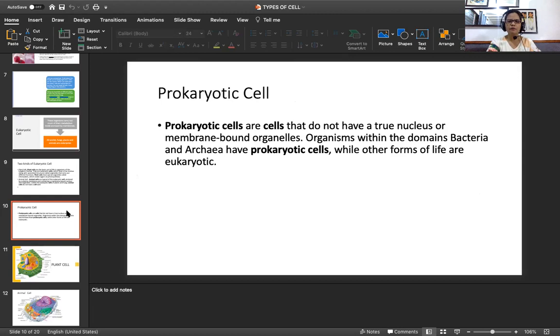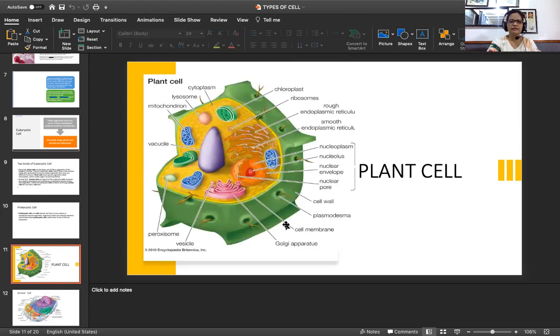Now, how about prokaryotic cells? Prokaryotic cells don't have a true nucleus. They don't have membrane-bound organelles. But later on, you would see that there are still parts that can be considered a protective layer for prokaryotic cells. Actually, the cell wall is one. They also have a membrane, but it is not like the membrane of eukaryotic cells. So organisms within the domains bacteria and archaea have prokaryotic cells, while other forms of life are eukaryotic. You can see here, this is a plant cell.